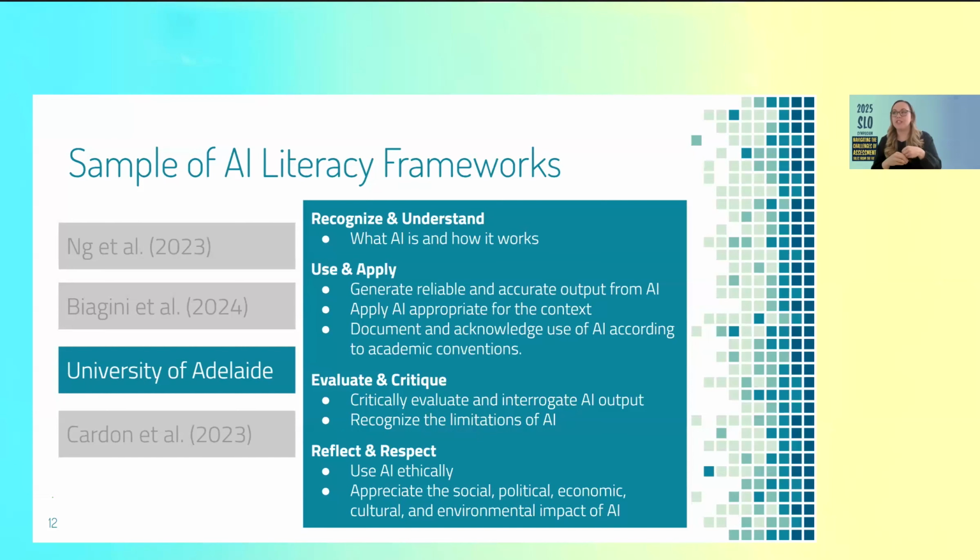Similarly, evaluating and critiquing AI, this is one of the few frameworks that calls attention directly to students knowing the limitations of AI as part of how they evaluate it, and then reflect and respect. So again, kind of a separate ethical dimension: using it ethically and appreciating the impacts of AI and the costs of AI for our society, our politics, our economy, things like that.